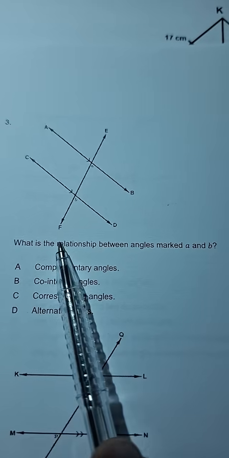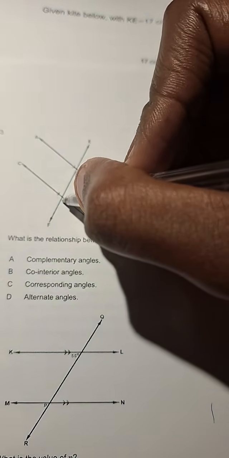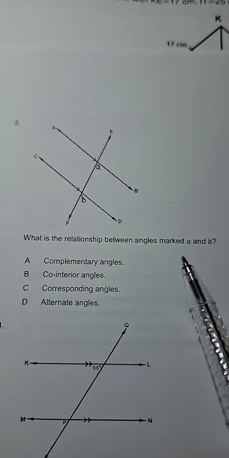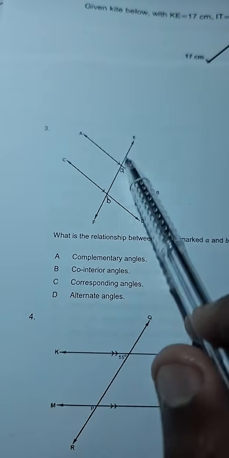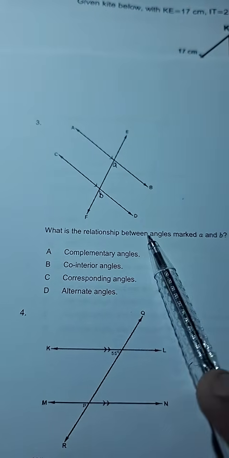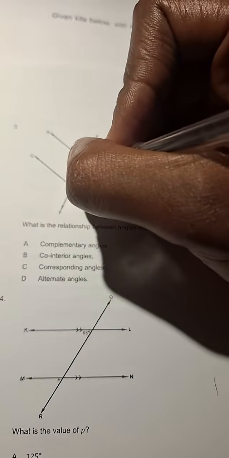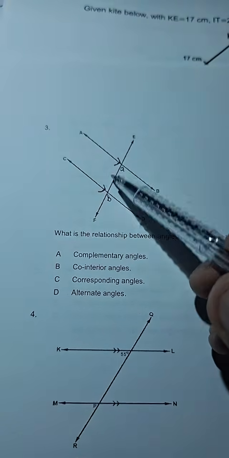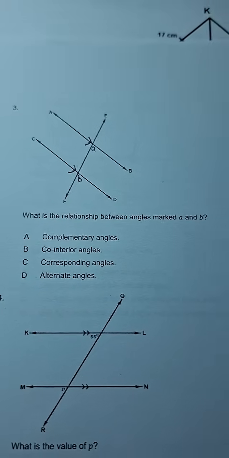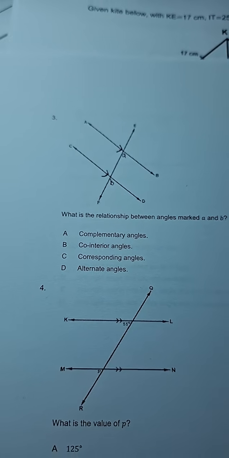What is the relationship between angles marked A here, guys, and B there? Take note that this line EF is called the transversal line, and AB and AD are parallel. Why do we know they are parallel? Because there are these two arrows. These two arrows mean parallel lines. All right, I hope people are with me and they are understanding.